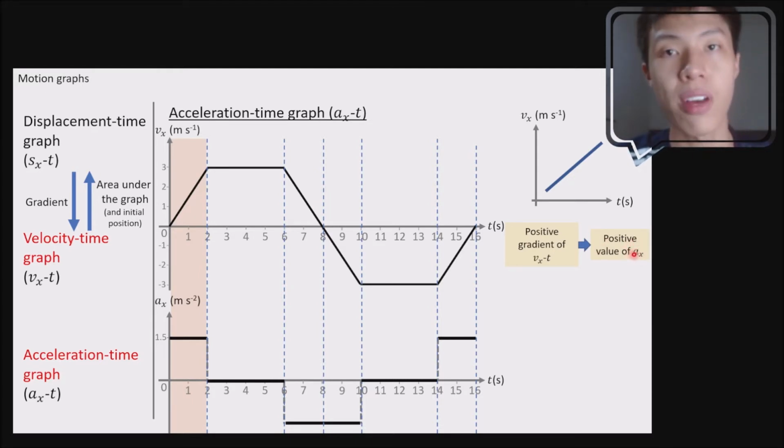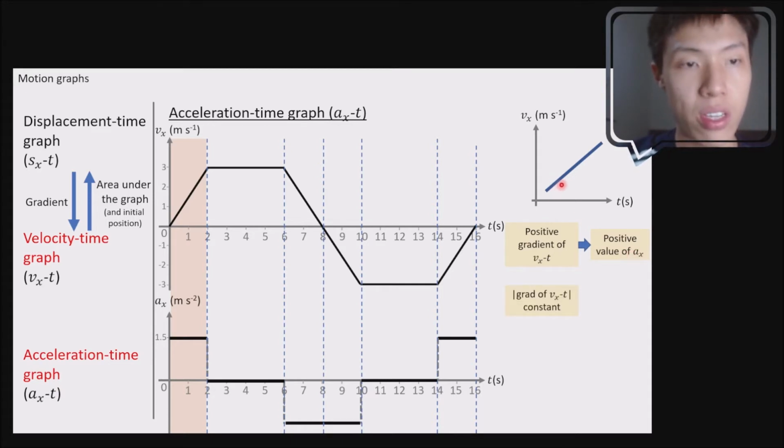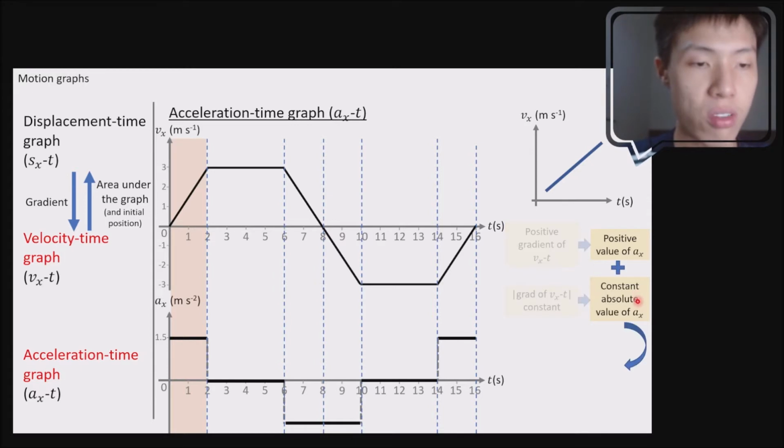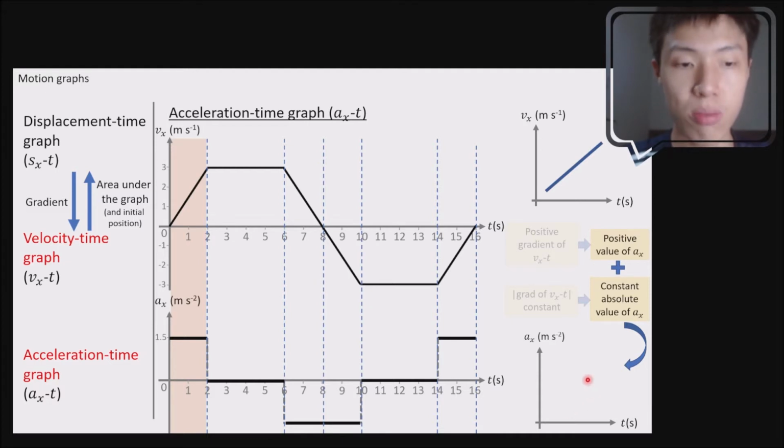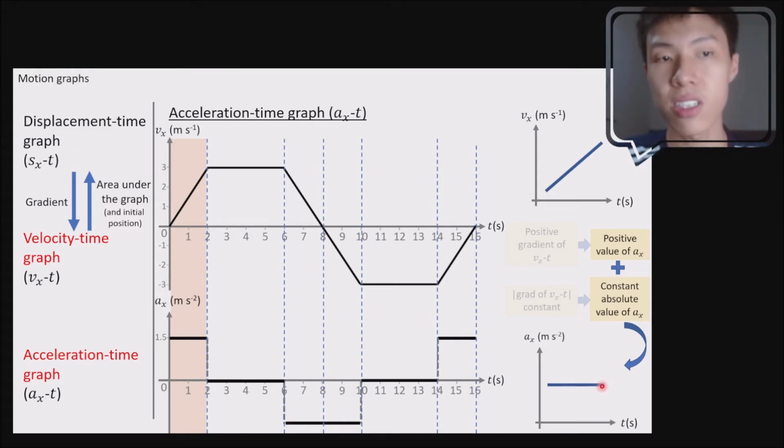The x component of acceleration. Then the next thing that you see is whether the gradient changes with time or not. If you observe here, the gradient does not change. It remains the same gradient throughout the whole journey. So it should be a constant value of acceleration. Gradient constant, therefore acceleration constant. So it's a constant positive acceleration. Constant positive acceleration means the acceleration should be above the time axis because it's a positive value. Constant means it should be a horizontal flat line, because it does not change with time. So this is the first section.